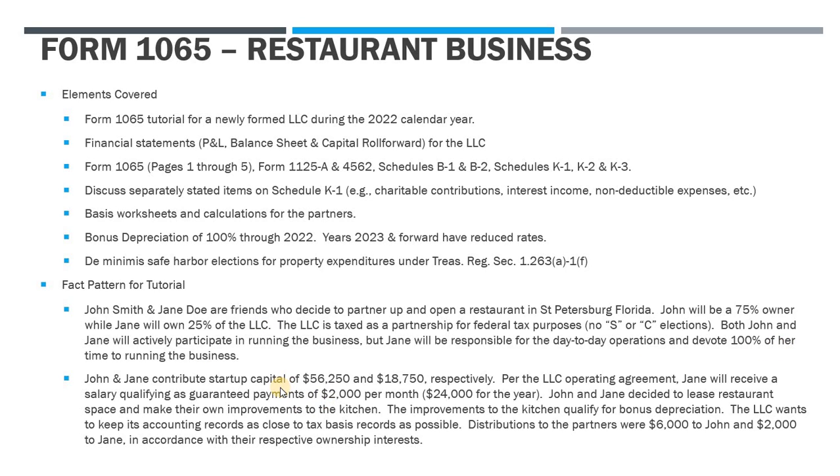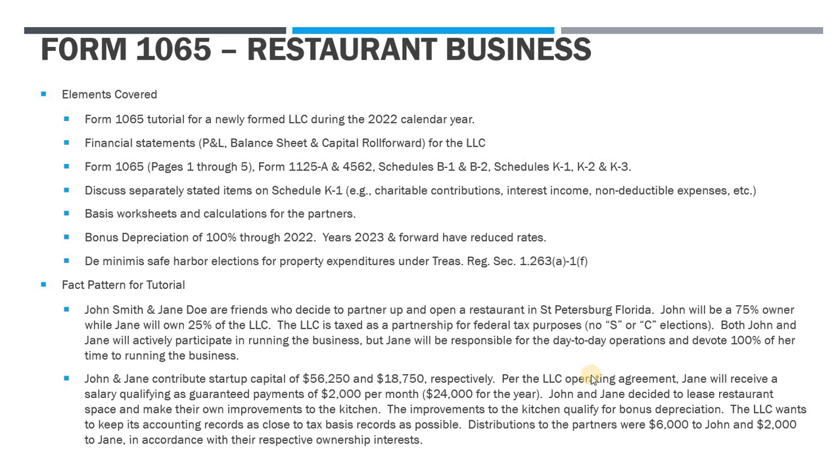All right, so now let's talk about some of the numbers to get started here, right? So obviously the company needed some money to get up and running. So John and Jane put in $56,250 and $18,750. So John put in the $56K, Jane put in $18,000. And under the operating agreement, Jane, in consideration for her involvement with the company, right? She's doing the day-to-day. She's going to receive a salary as guaranteed payments, right? And so it's going to be $2,000 a month, $24K for the year.